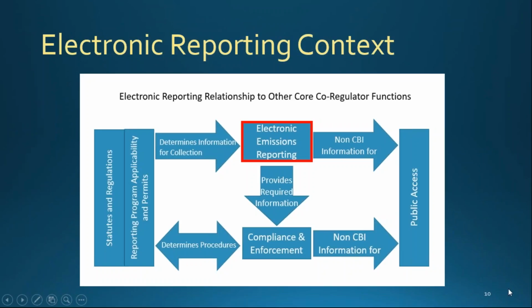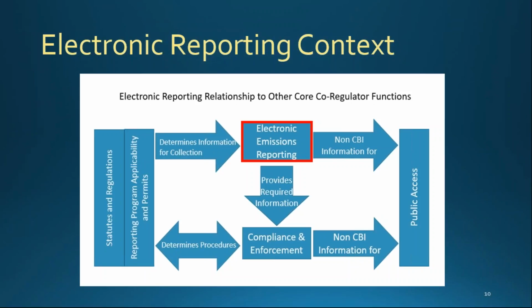What you see here was something we put together to try and put the concept of electronic emissions reporting into its broader context. We're within a framework of many different factors and constraints. And what this slide is attempting to show very broadly is what influences the collection of the emissions information, which is on the left-hand side. So you see the statutes, regulations, reporting program applicability, etc. So that shows what kind of information we're trying to collect and why.